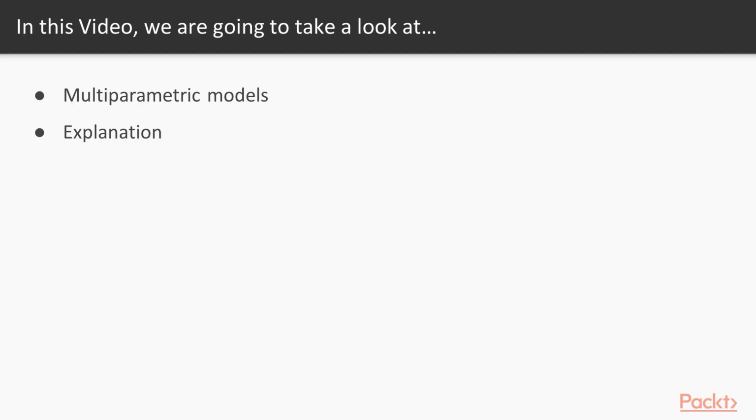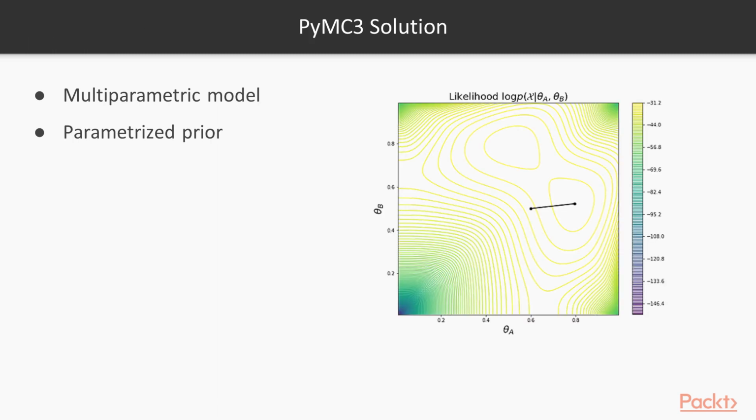Now in this video we are going to take a look at a couple of points. We will learn about multiparametric models here and also explain the working of these kinds of models. So let's start with the first model, PyMC3. As we are already using PyMC3, we know that it is a multiparametric model. How is it? Because it uses various kinds of parameters.